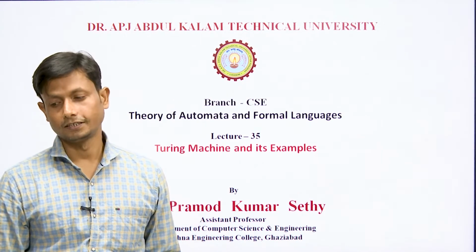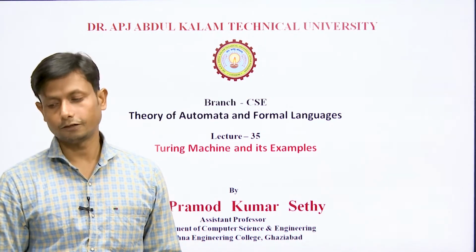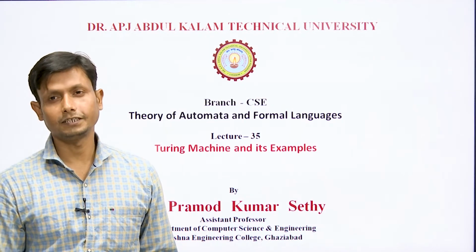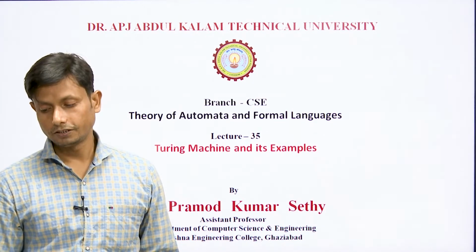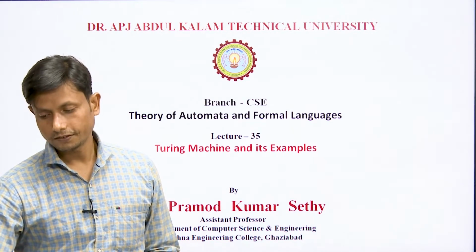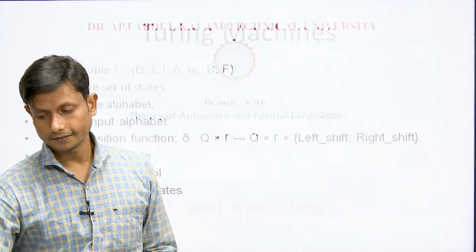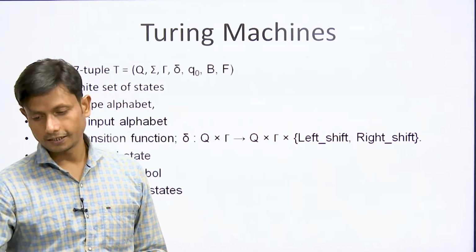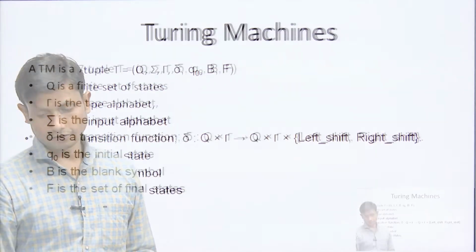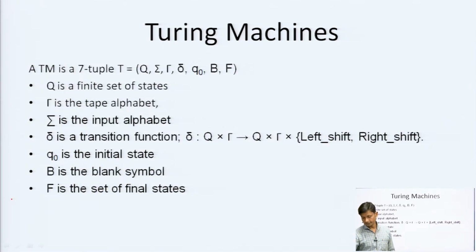Suppose a language is not context free, how will we design a Turing machine? If a context free language is given, how do we design a Turing machine? If a regular language is given, how do we design it in a Turing machine? So, we will be doing different languages here. We have already seen the 7 tuples in the last lecture, so no need to go over them again. We have to do some numericals.